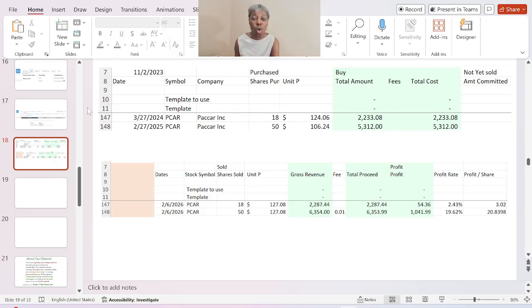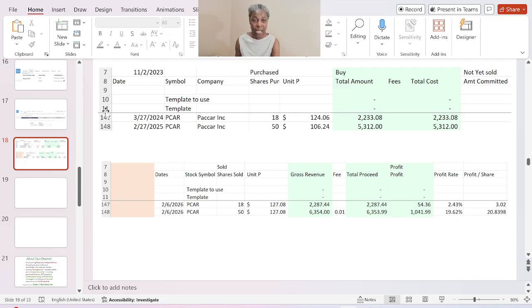So on the same row, I will put purchases on the left side, and then on the right side of that row, I will put my sales. So when we are looking at this example here, I purchased this stock twice. I purchased in 2024, and then I purchased it again in 2025, and I sold it in 2026.